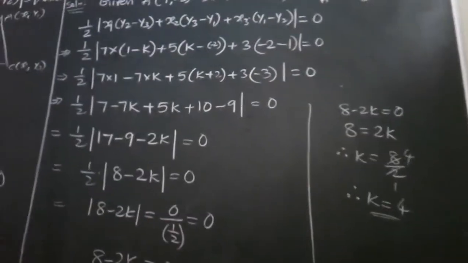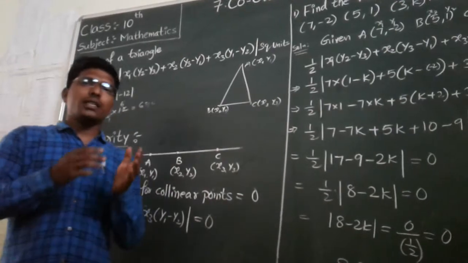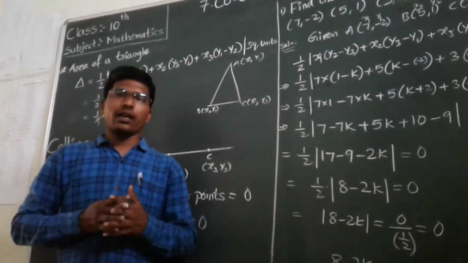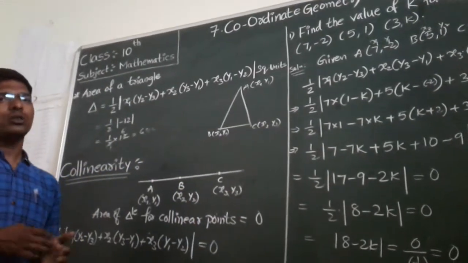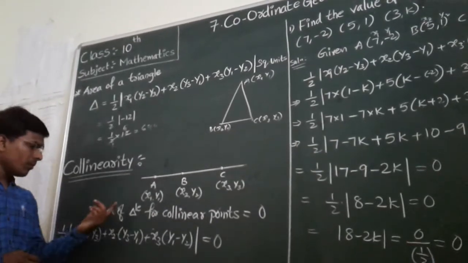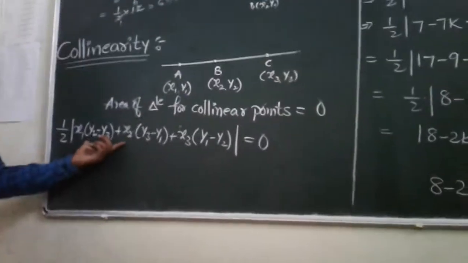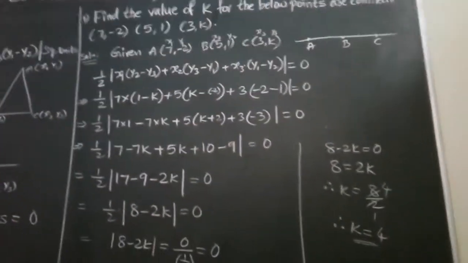So what is meant by collinearity? If 3 points are lying on the same line, we can say those points are collinear. So they cannot form a triangle. If they won't form a triangle, how will the area be formed? So nothing. So the area will be equal to 0. Based on that condition, I'm choosing the formula, I'm equating this formula to 0, then I'm solving the problem in that way.